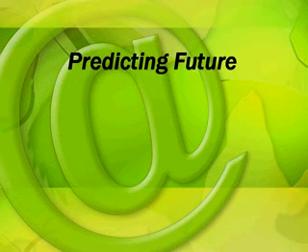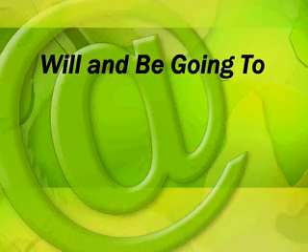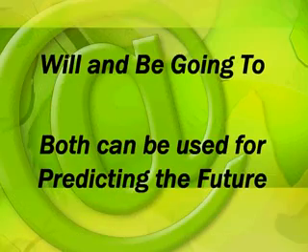Predicting future. First of all, we'll look at predicting future using will and then be going to. Will and be going to both can be used for predicting future. It means that when you want to tell in advance that something will happen in future, both of them can be used, but there is a little difference between them.